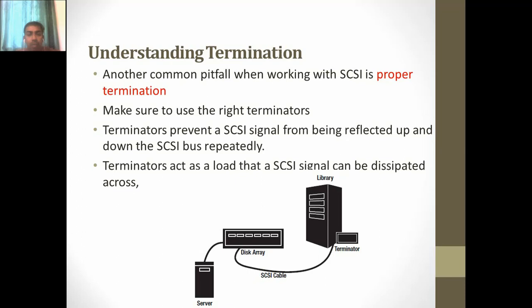And termination. We have already seen about termination. Where does it come in? Suppose a pitfall happens when we work with the SCSI, when the system is overloaded, or the SCSI prompts a pitfall. So a terminator is there. The terminator has the right to immediately terminate the connection between the system and the SCSI device, and this prevents the SCSI signal from being reflected onto the bus repeatedly. It can also act as a load so that the SCSI signal is dissipated across the entire system. This is the main concept behind termination.